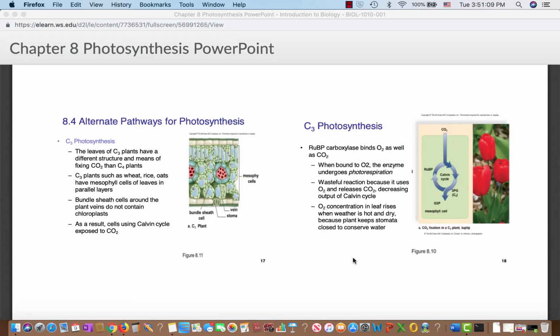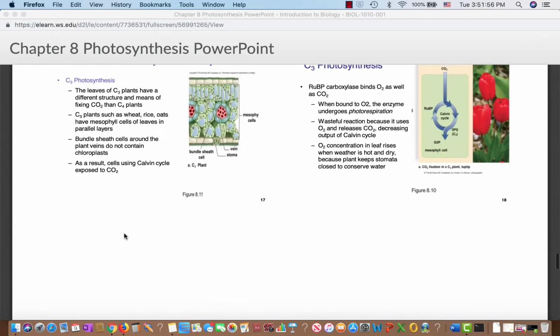There are some alternative pathways for photosynthesis, different ways it takes place. The default is your C3 pathway, which is what we've already talked about. Your C3 plants have a different structure than C4 plants, which we'll talk about in a minute. C3 plants are things like wheat, rice, oats. They have their mesophyll cells in the leaves in parallel layers, and the bundle sheath cells around the plant veins do not contain chloroplasts. As a result, cells using the Calvin cycle are exposed to CO2.